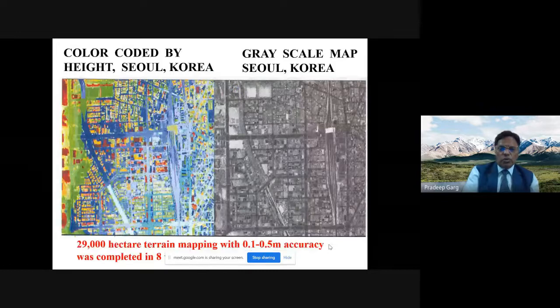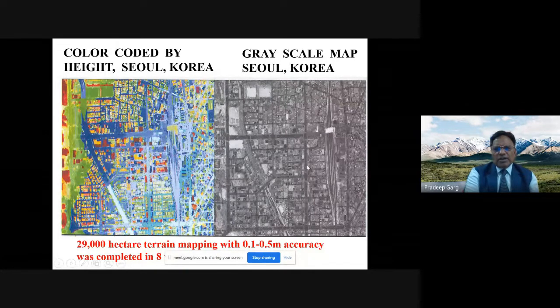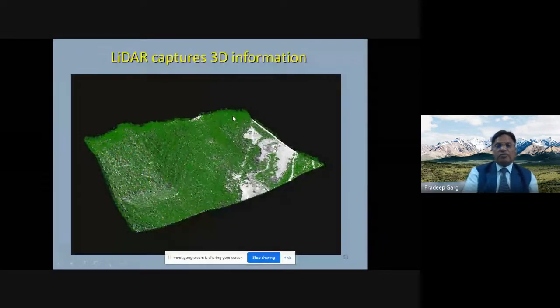I'm showing you a two-dimensional data here, plan of a certain area, Seoul, South Korea area. So this is a point cloud data on the left. Different colors are basically indicating the different kind of features over here. This is the black and white on the right side. So you can see this is the railway track, and one can see all the road network, individual buildings. So one can actually collect lots of information very quickly.